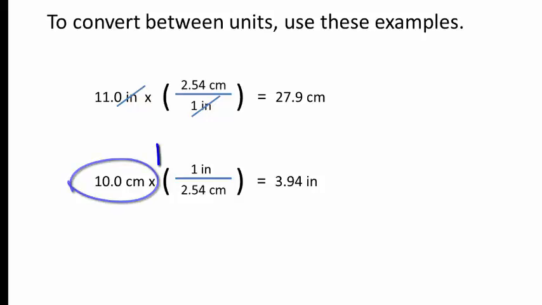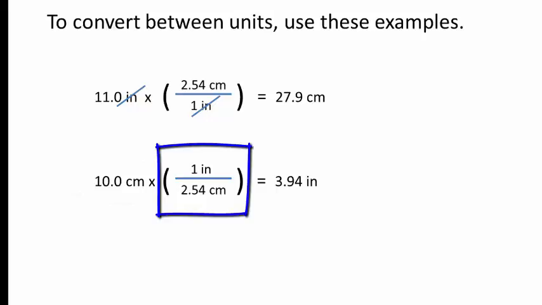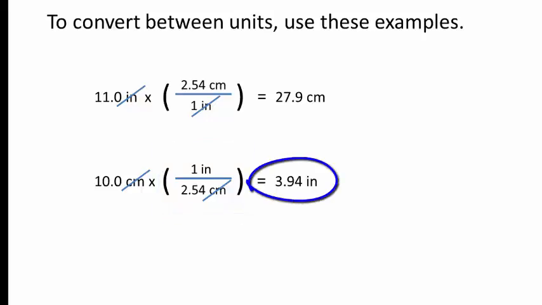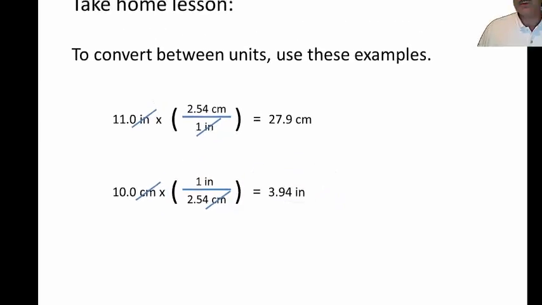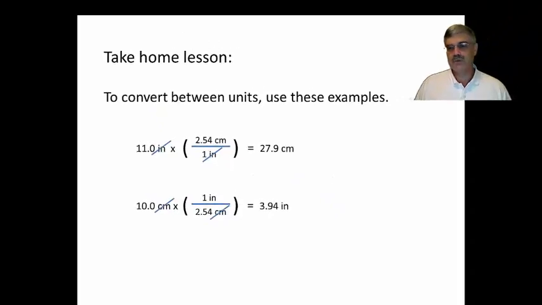You can flip that conversion factor. 1 inch equals 2.54 centimeters, such that the centimeters cancel. Do the math, and you get 3.94 inches. So it works either way, and this is all we do when we convert between one unit, one dimension, and another.